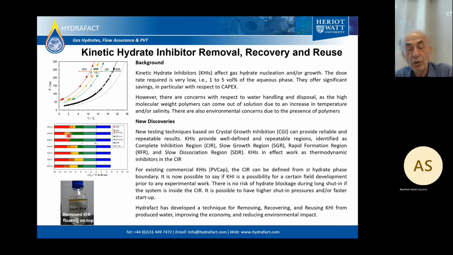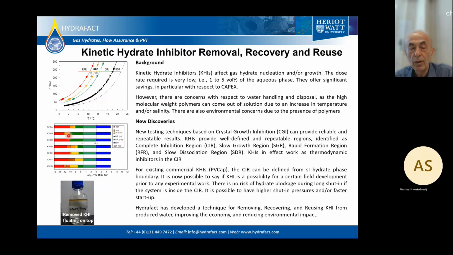So we cannot send the water containing KHI to the MEG regeneration unit because it will all come out, block everything, and it will be in a mess. So ideally, we want to separate KHI. And these two patterns are for separation of KHI, recovery and use.